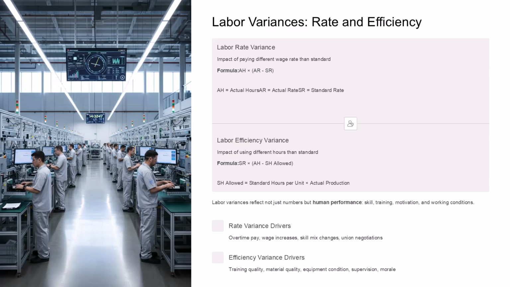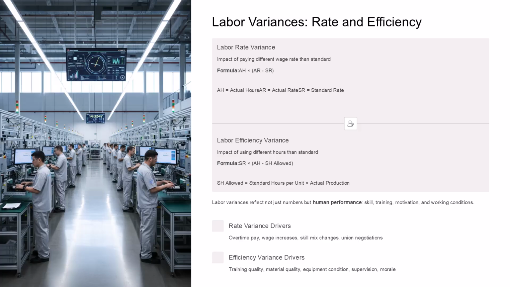Here's what makes labor variances fascinating. They reflect not just numbers, but human performance, skill, training, motivation, and working conditions. An unfavorable labor rate variance might mean you paid overtime because production was urgent. It might mean you hired more experienced workers who command higher wages. It might mean your wage assumptions were outdated. An unfavorable labor efficiency variance might mean workers were poorly trained, or equipment was malfunctioning, or materials were difficult to work with, or supervision was inadequate, or morale was low. Labor variances are windows into the human side of operations, the side that's harder to model but ultimately more important to success.